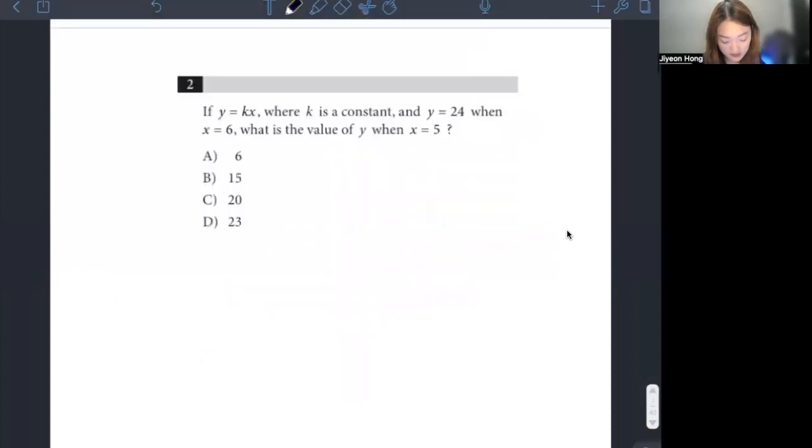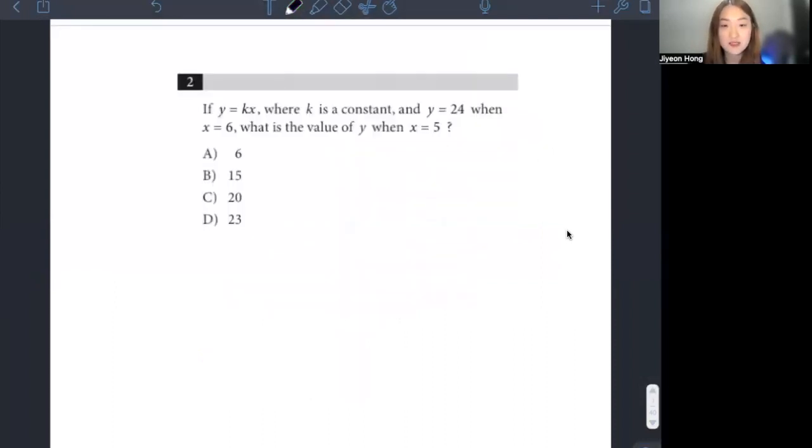Number 2, if y equals kx, where k is constant, and y equals 24 when x equals 6, what is the value of y when x equals 5? When it says k is a constant, all that means is that k is a number, and it is always the same number, right? And so now they tell us y equals 24 and x equals 6. So I'm going to plug that into the equation because they give you a set of information that you know. So we have y, which is 24, equals k times 6. And once we divide both sides, we can conclude that k equals 4.